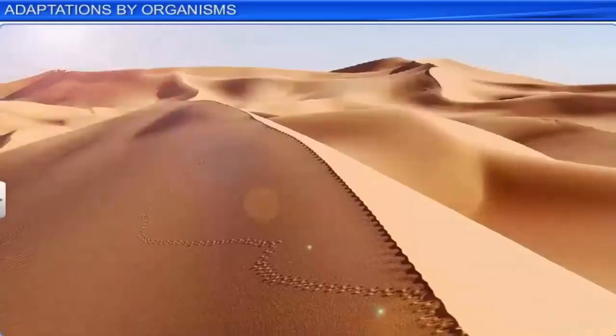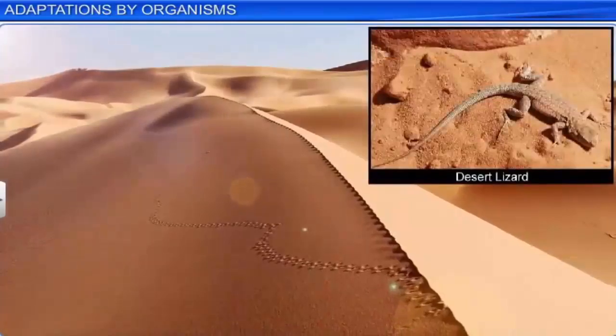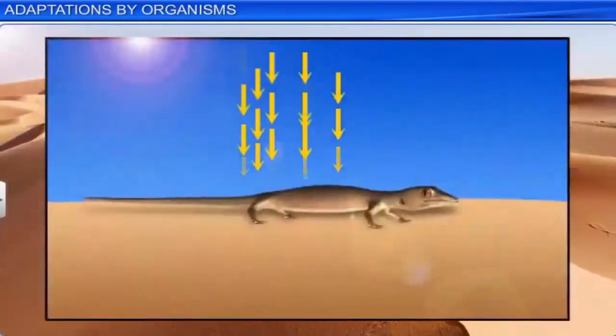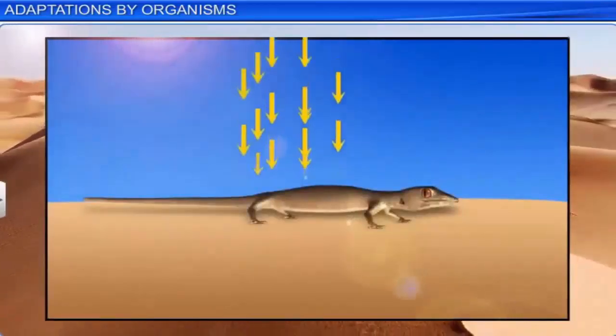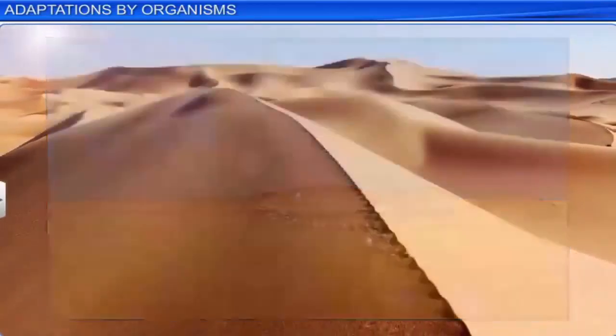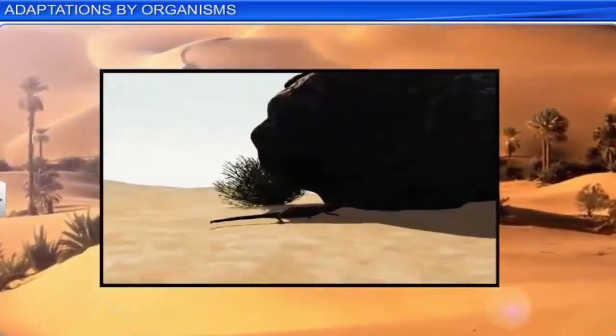For example, the desert lizard manages to keep its body temperature fairly constant by absorbing heat while lying in the sun when its body temperature is below normal. But when the ambient temperature is high, it moves into the shade.